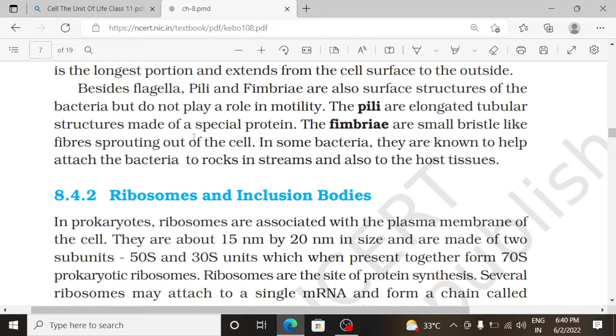The fimbriae are small bristle-like fibers sprouting out of the cell. In some bacteria, they are known to help attach the bacteria to rocks in streams and also to the host tissues.